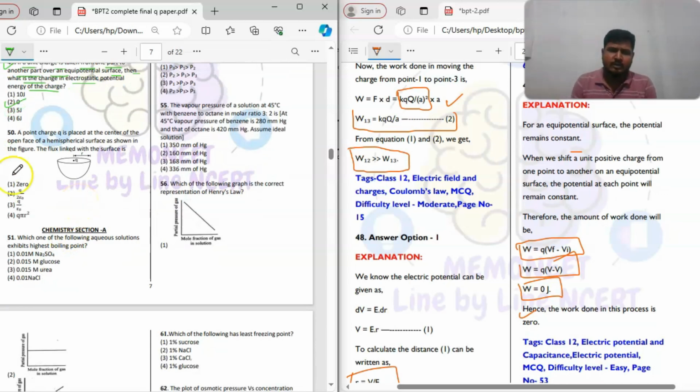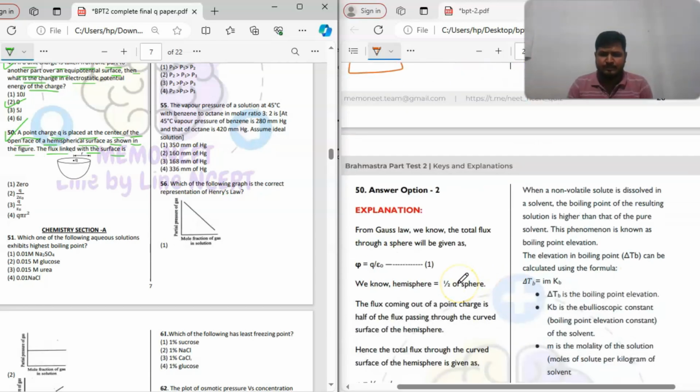Now come to question number 50. A point charge Q is placed at the center of the open face of a hemispherical surface as shown in the figure. The flux linked with the surface is. Okay, so we have to find the electric flux. So what do we do for this one?